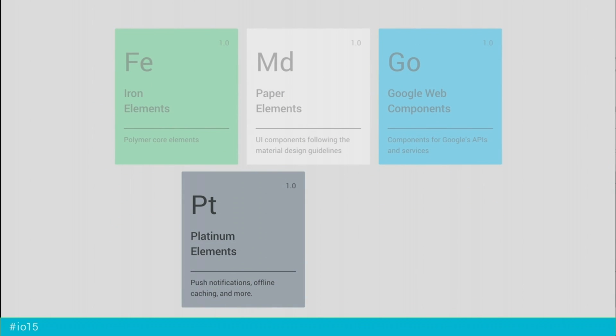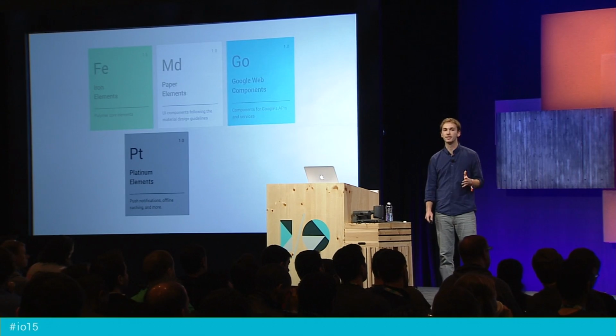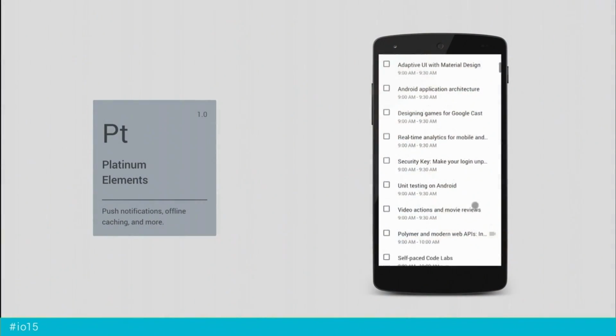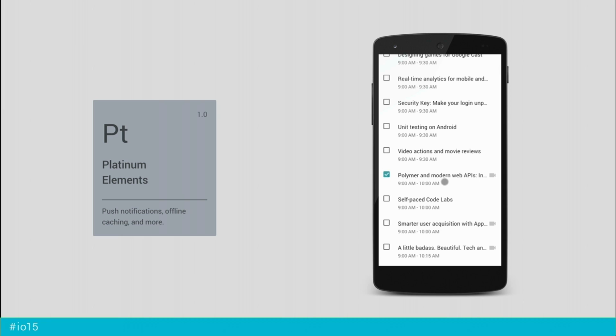Second product line I'd like to talk about are the Platinum elements. As you've probably heard a lot at this conference, the web has some really amazing new primitives that we've introduced that let you do things that we've never been able to do before as web developers. Things like offline caching and things like push notifications with Service Worker. And with the Platinum elements, we want to, again, bring these really powerful features to you in the easiest way to use possible with elements.